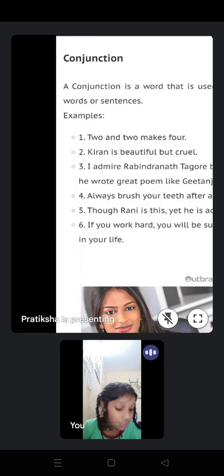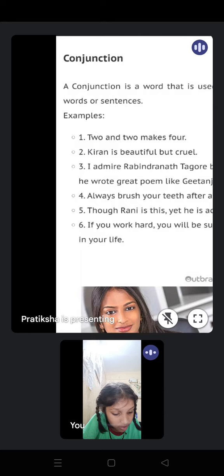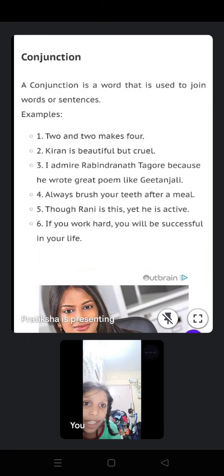Then G. Great. Poem, P-O-E-M. Poem like L-I-K-E, like. G-E-E-T-A-N-J-A-L-I. Children, look, fourth one is Gitanjali.